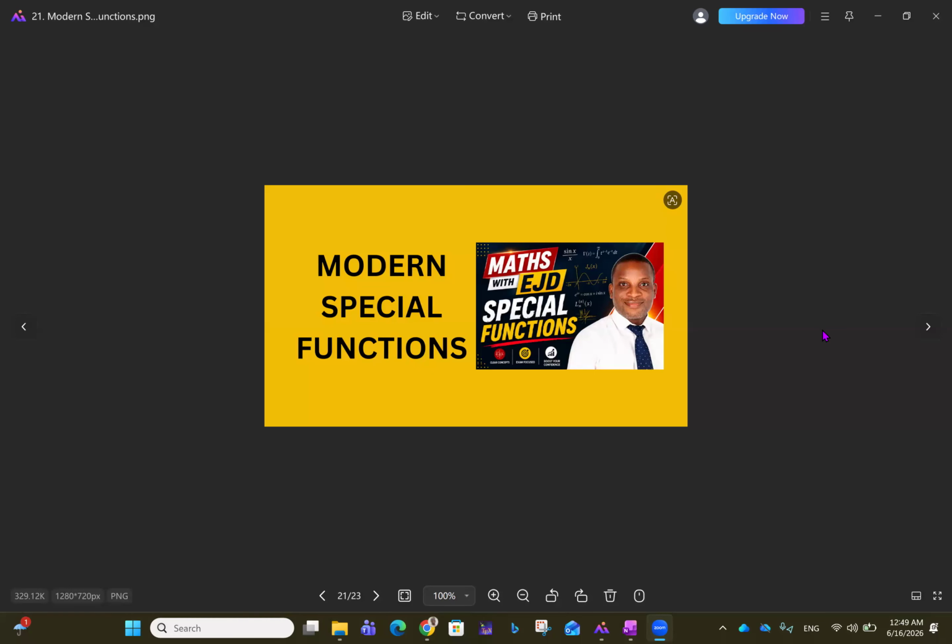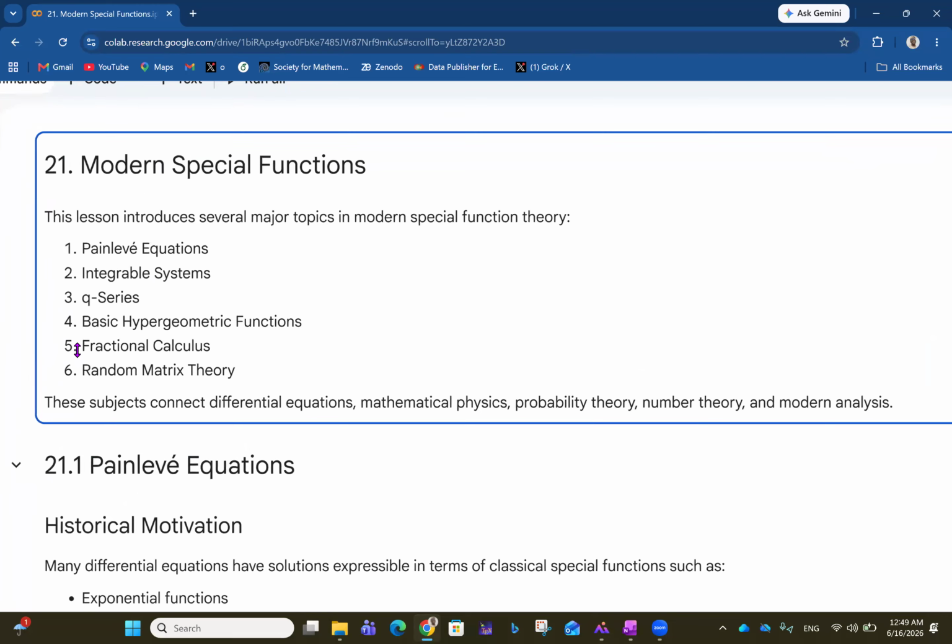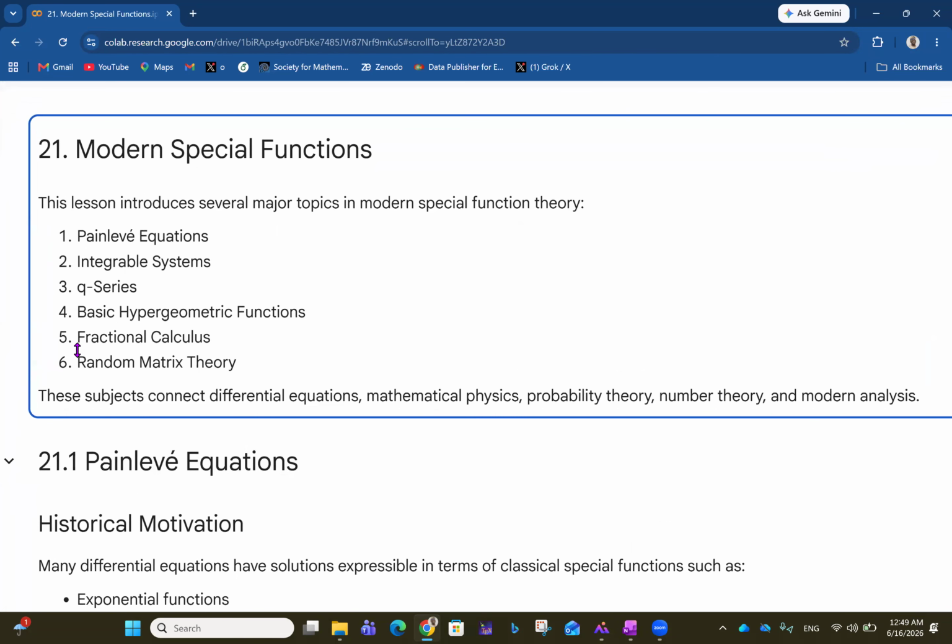As you gradually draw to the close of the special functions playlist, here we consider modern special functions. So this lesson introduces several major topics in modern special function theory. First of all, we'll look at the Painleve equations, the integrable systems, Q series, basic hypergeometric functions, fractional calculus, random matrix theory. These subjects connect differential equations, mathematical physics, probability theory, number theory, and of course, modern analysis.